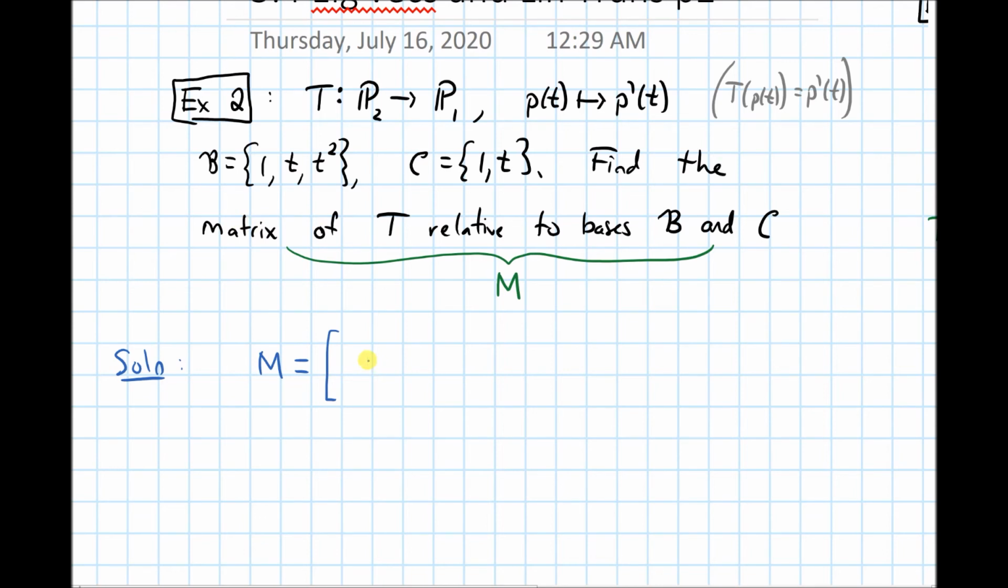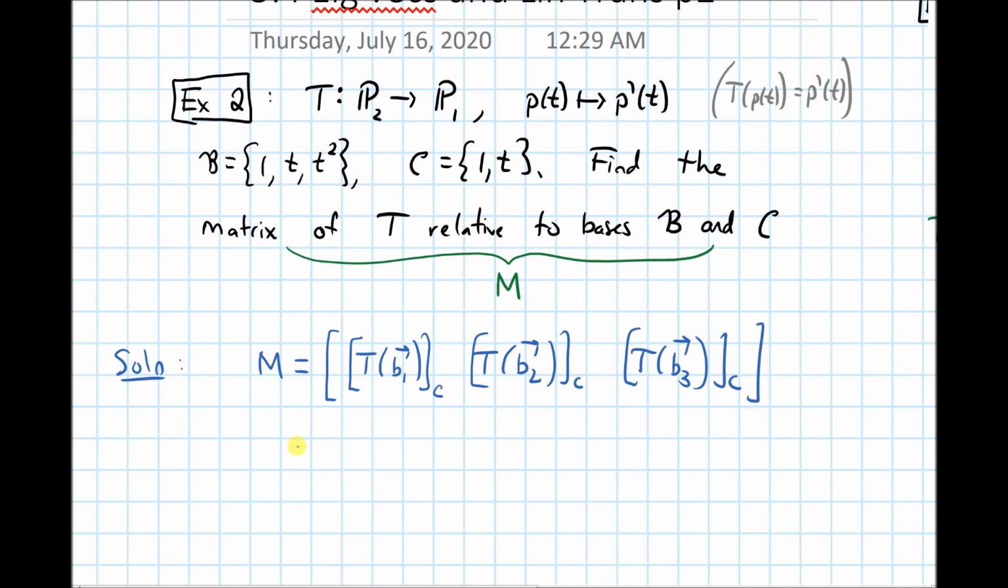So the formula for M is we plug in B1 into T first, and we take its coordinate vector in terms of the basis C. And then I keep going like this. So there's another basis element of B. I'll plug in that next basis element into T, and then take its C coordinate vector. And in total, there are 3 basis elements in B. So I would stop at T of B3, and writing down its C coordinate vector.